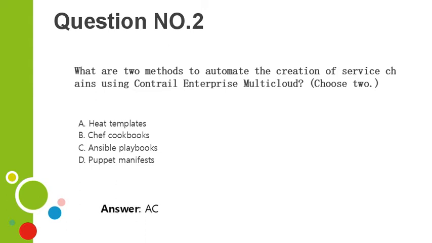Question number 2. What are two methods to automate the creation of service chains using Contrail Enterprise Multi-Cloud? Choose 2. A. Heat templates. B. Chef cookbooks. C. Ansible playbooks. D. Puppet manifests. Answer: A, C.